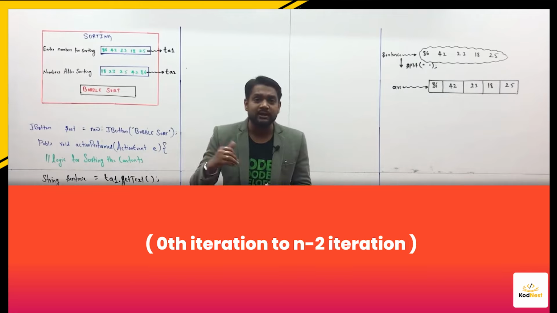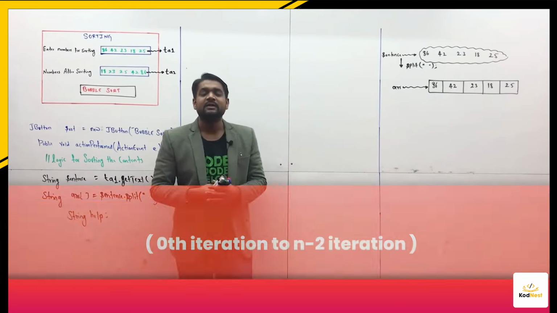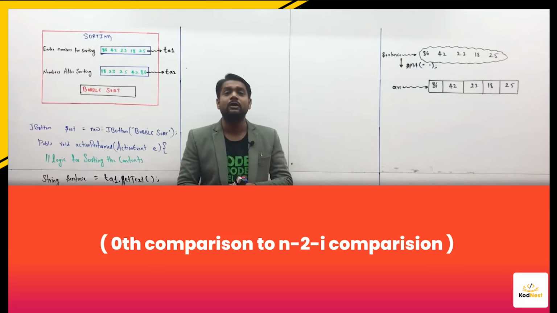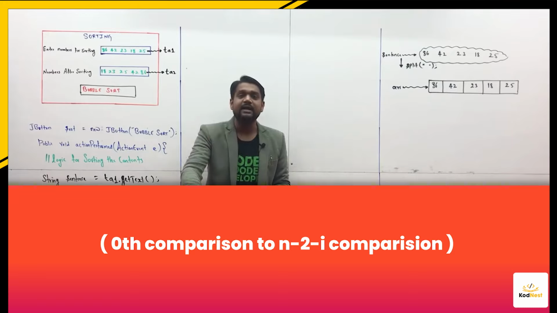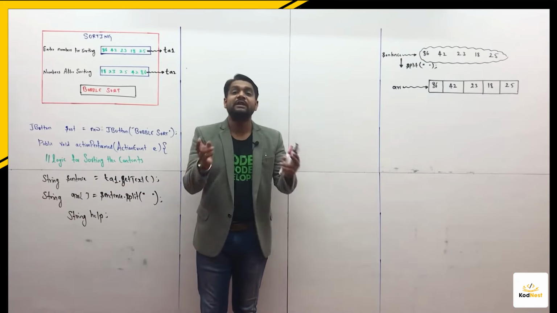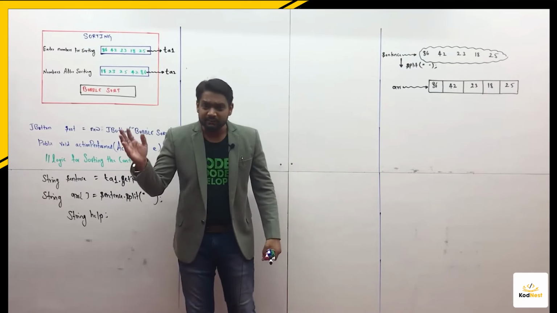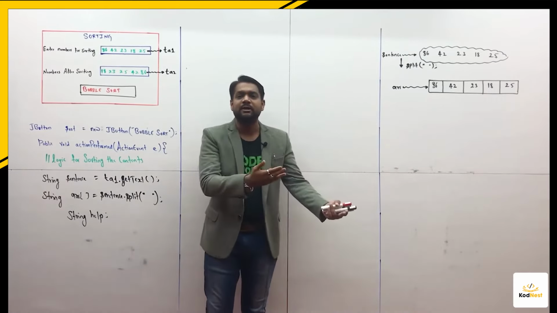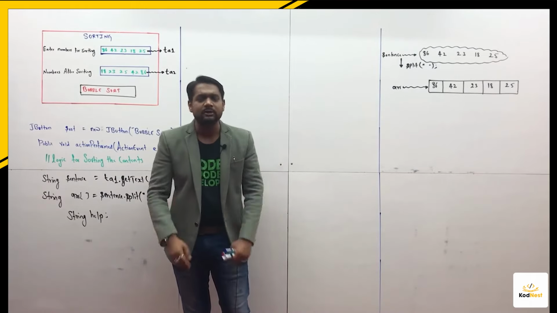Starting from 0th iteration, go until n-2 iteration. In every iteration, starting from 0th comparison, go until n-2 minus i comparisons. Every time, compare array of j with array of j plus 1. If it is greater, then swap it. Else, don't swap, continue. By the time you finish all the iterations until n-2, the array would be sorted. This is the algorithm that we have learnt.